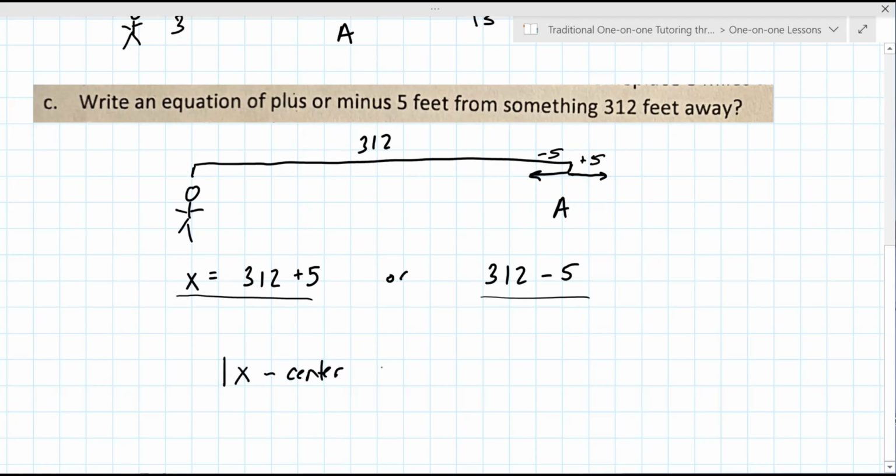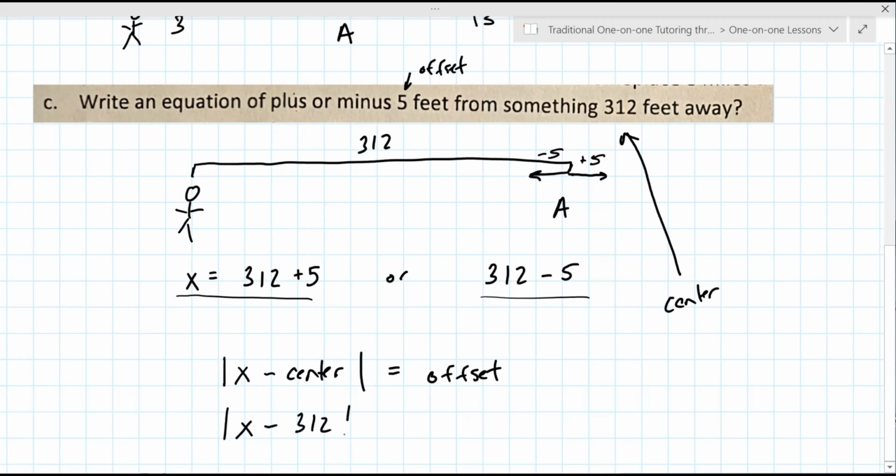You are seeing my screen, is that right? Yeah, I can see your screen. X minus the center equals the offset. Okay, so in this case, 312 is your center and 5 is your offset. So the equation is x minus 312, absolute value equals 5. This is what they're looking for.